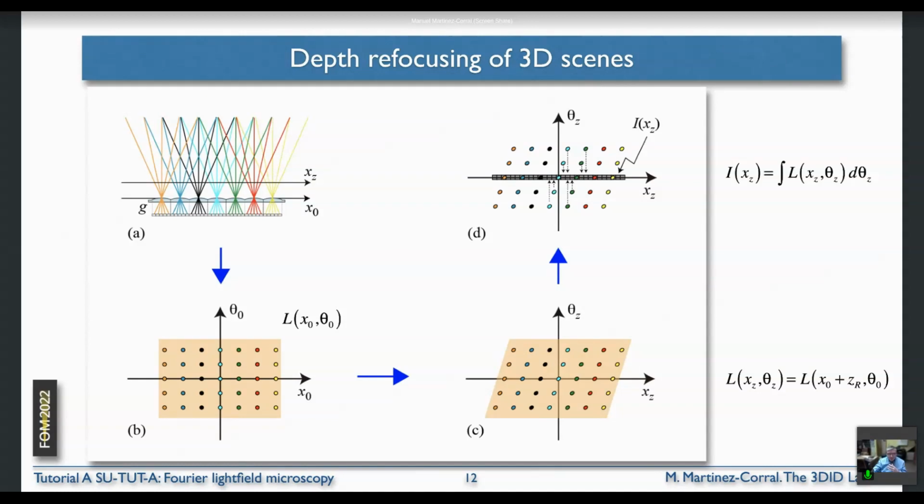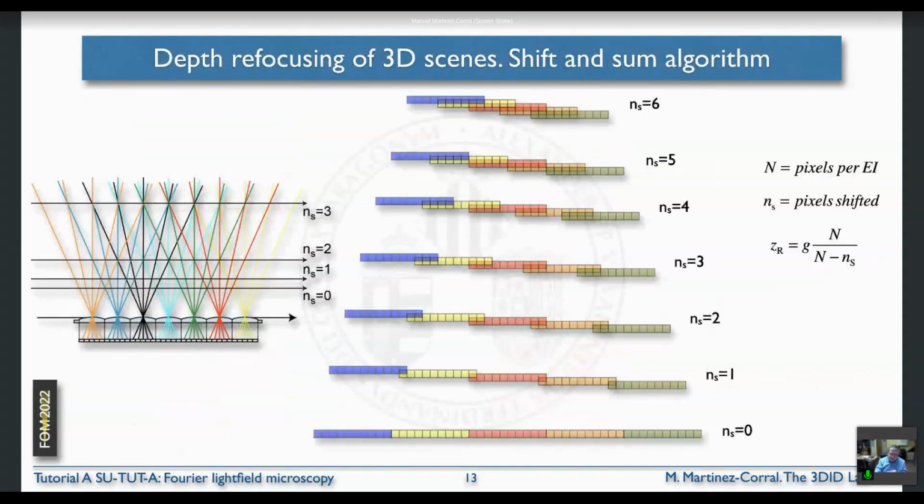So I can move my reconstruction plane in this direction, and I can calculate how the ray structure was in a different plane. I simply need to shear the plenoptic function proportionally to the distance. And finally, this is the representation. And finally, we can obtain the picture in this plane by simply integrating the plenoptic function. Okay, let me explain it in a different way.